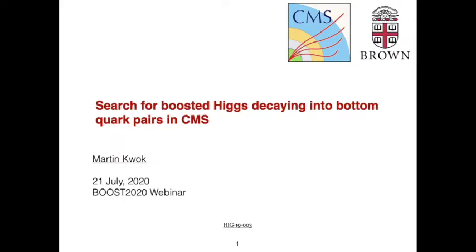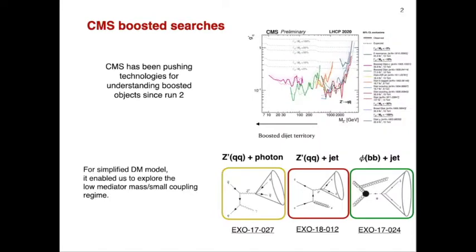Welcome everyone. Today I would like to present the search for boosted Higgs boson decaying into bottom quark pairs in CMS using full LHC Run 2 data. Before I start, I would like to put this search into a broader perspective of CMS boosted searches.